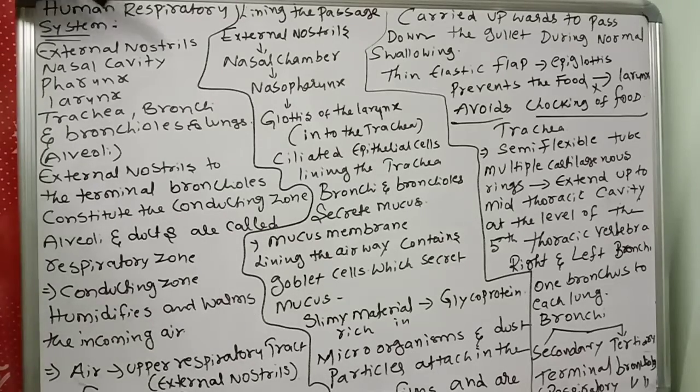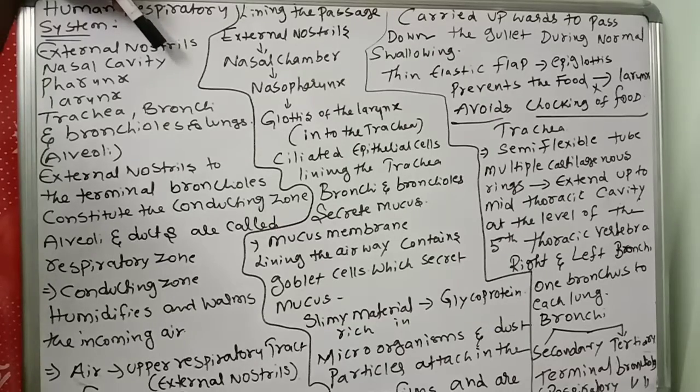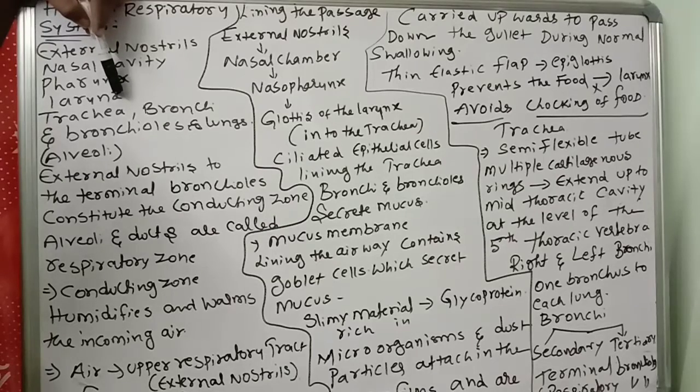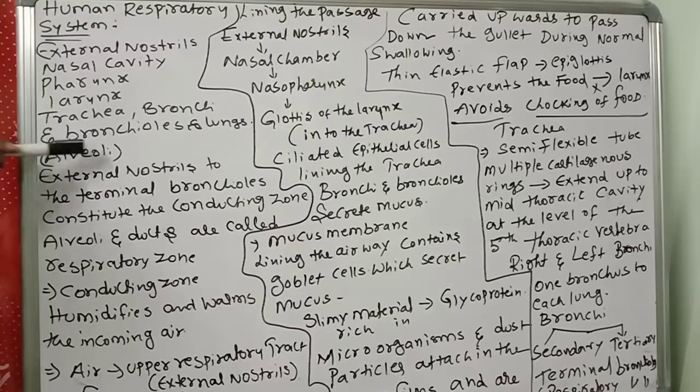The human respiratory system includes, first, the external nostrils, nasal cavity, pharynx, larynx, trachea, bronchi, bronchioles, and lungs.